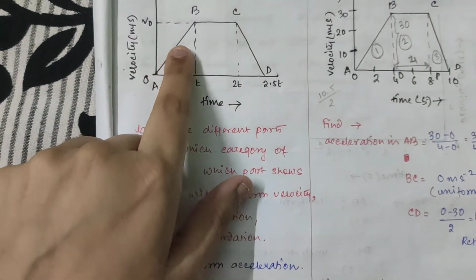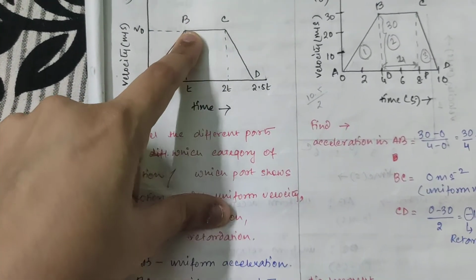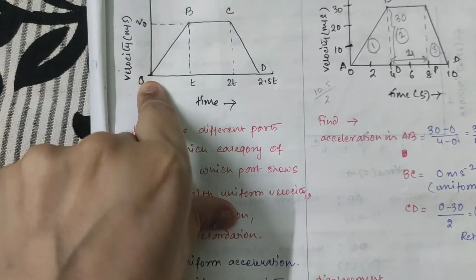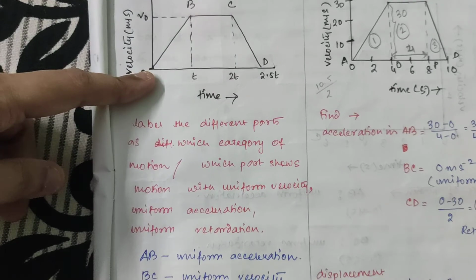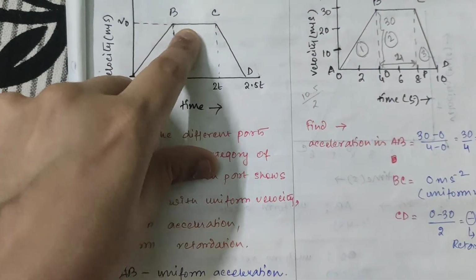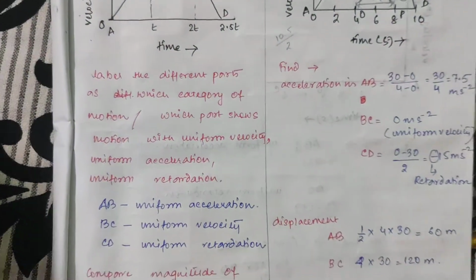Why? Velocity is changing, but uniformly. This graph represents uniform acceleration, non-uniform velocity, but uniform acceleration, which we have done. So uniform acceleration. What about this one? Velocity is constant, so uniform velocity. And CD is uniform retardation, because of the negative slope.